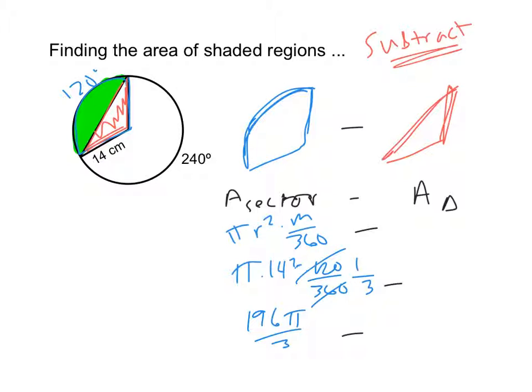So area of a triangle, I'm always starting with the formula. Area of the triangle, 1/2 times the base times the height. So here's where things get a little bit tricky. I can't just call 14 my base and my height. I do know that this is 14 here. So I know that's 14, but they're not perpendicular to each other.